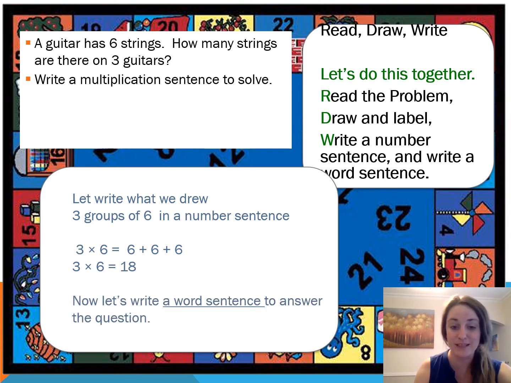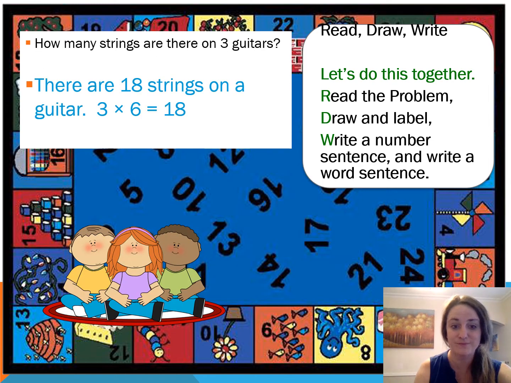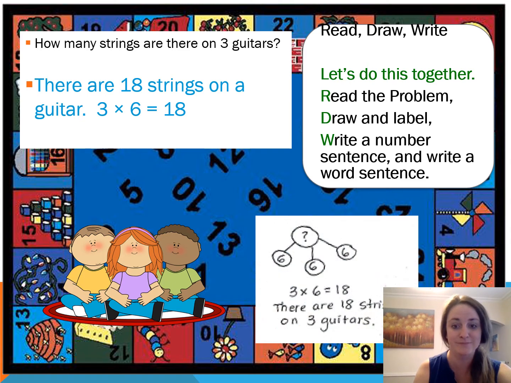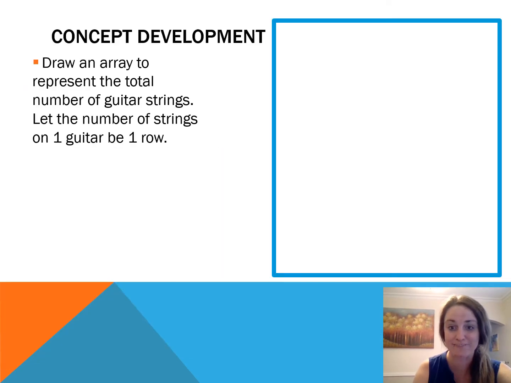Now let's write a word sentence to answer the question. There are 18 strings on 3 guitars. 3 times 6 equals 18. Here's a number bond that shows that problem too. We see 3 groups of 6, and based off the story, it has an unknown total. We found that unknown to be 18.